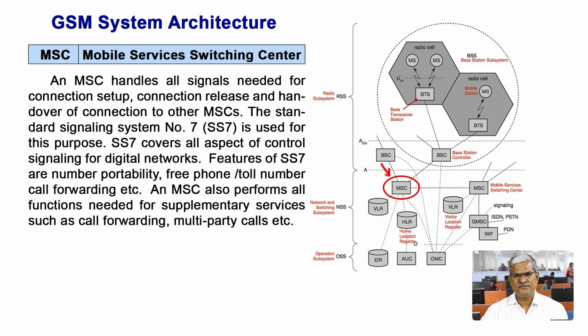The standard signaling system SS7 is used for this purpose. SS7 covers all aspects of control signaling for digital networks. Features of SS7 are number portability, free phone, toll number, call forwarding, etc. An MSC also performs all functions needed for supplementary services such as call forwarding, multi-party calls, that is video call, etc.